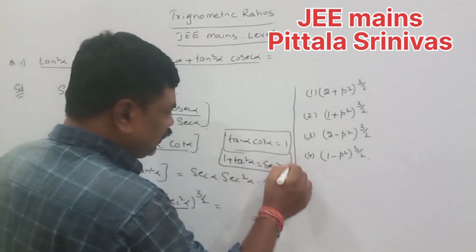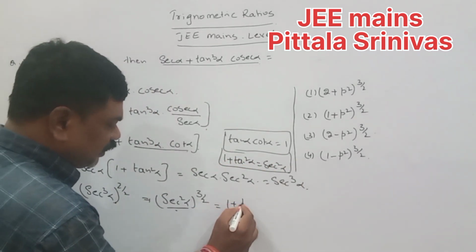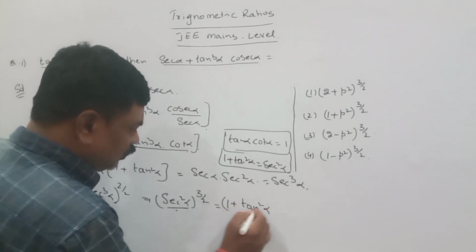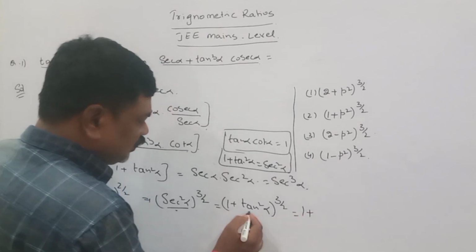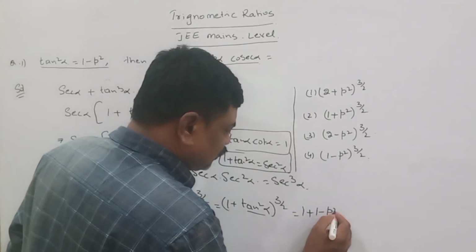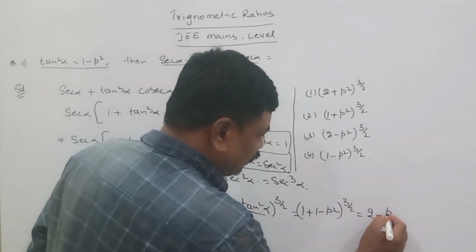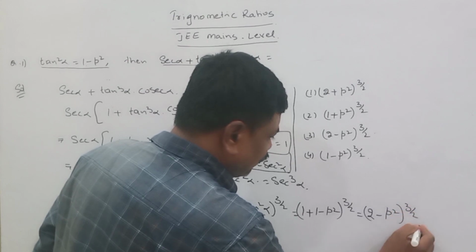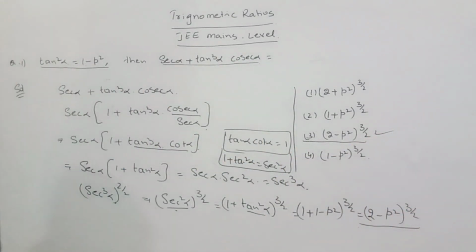This is the second identity of the trigonometric ratios. So 1 plus tan square alpha whole power 3 by 2. This value 1 plus tan square alpha is equal to what? 1 minus p square. So 1 minus p square whole power 3 by 2, that is 2 minus p square whole power 3 by 2. So we have option 3 as the answer. Okay, all of you. That's all.